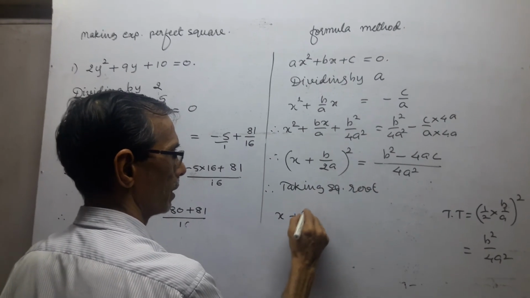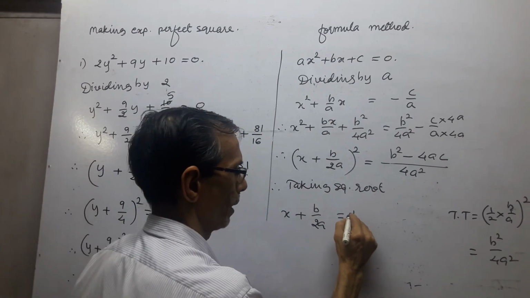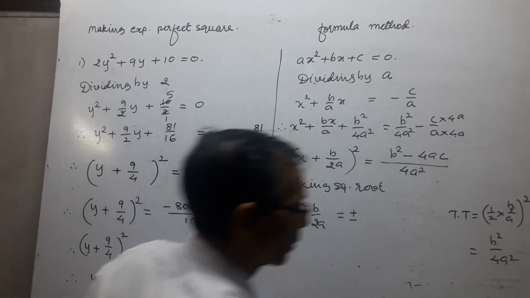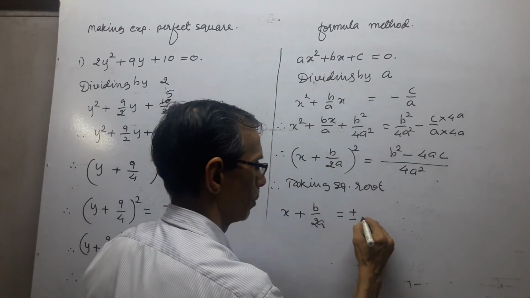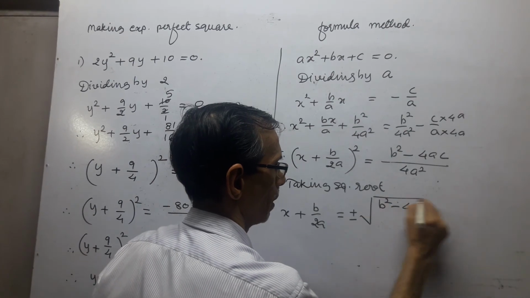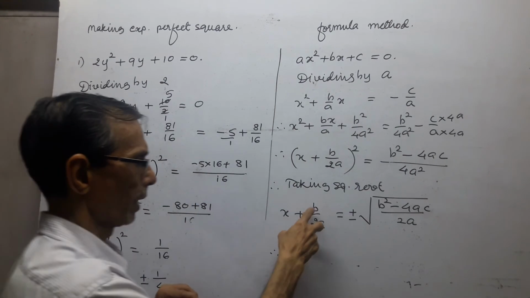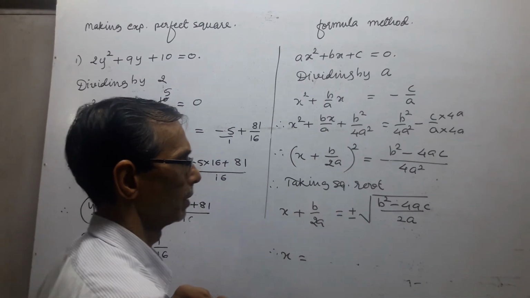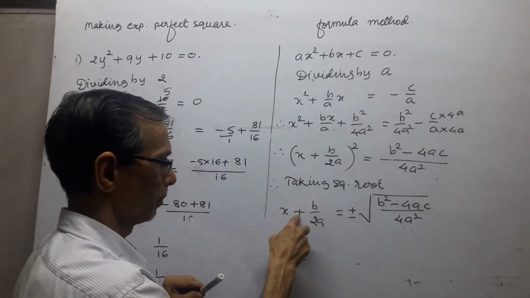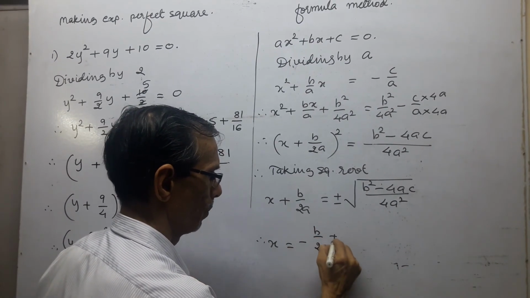We get x plus b upon 2a is equal to plus or minus, as I told you that whenever we take the square root, we write plus or minus, under root b square minus 4ac upon 2a. And therefore x is equal to: b upon 2a will go to the other side, so it will be minus b upon 2a plus or minus.